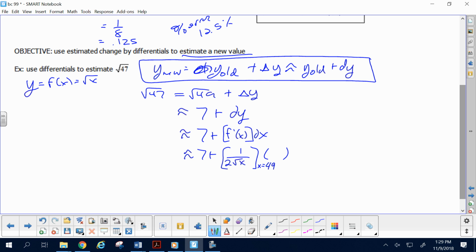Am I going to decrease in value when I square root due to the derivative, or the square root of 47? Yeah, obviously I'm going to change x. That's because our old x was 49. Our new x is 47. So delta x, or dx, is a decrease, from old to new. So I get something like 7 plus 1 over 14 times negative 2, or 7 minus a 7, or 6 and 6. Wait.